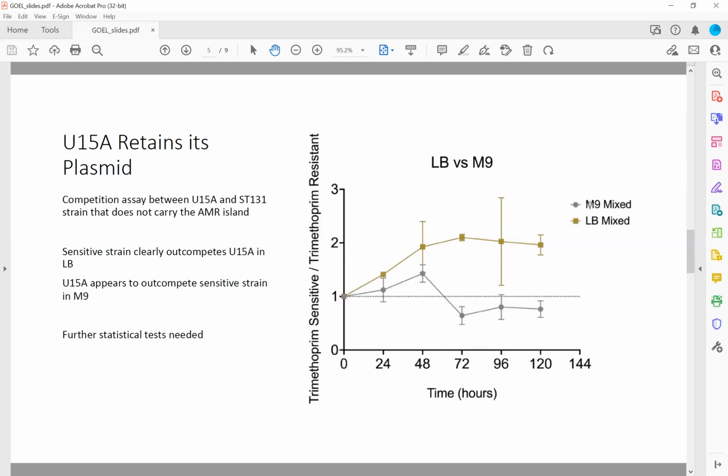And then what's really interesting is M9 is a low nutrient and slightly stressful condition for the bacteria. And in that condition, at 72 hours, we've done this all the way up to 5 days. At 72 hours, so 3 days in, it looks like the U15A that is carrying the plasmid is slightly outcompeting the sensitive strain, which is really interesting. We've only done a few trials, so we're working on more trials before we can start running stats on this. But qualitatively, it does look like in challenging and stressful conditions U15A really holds on to its plasmid and kind of refuses to let go. So that's one of the pieces of data we do have and has been really interesting to work off of.